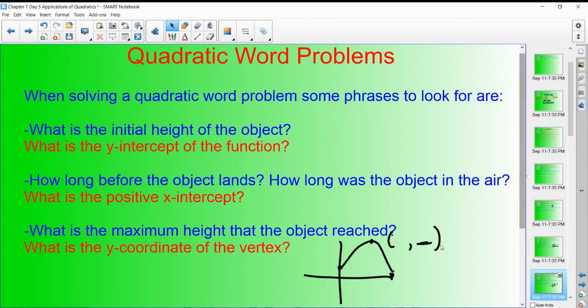But I can tell you the y is generally the height. X a lot of times is the time. So maybe I ask you, at what time did it reach the maximum height? That would be the time for the x, and then the y would be the height. So step one, whenever I see a word problem, is: what is the question asking, and what's the math I need to do to answer the question?